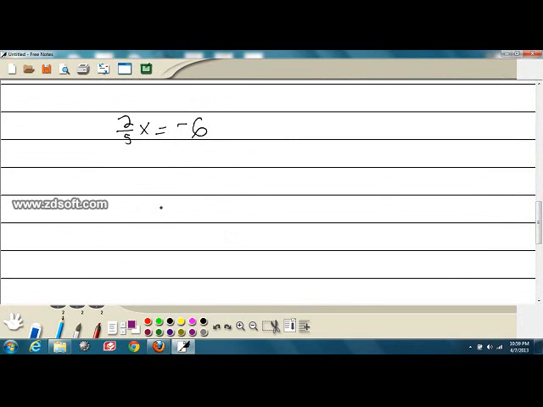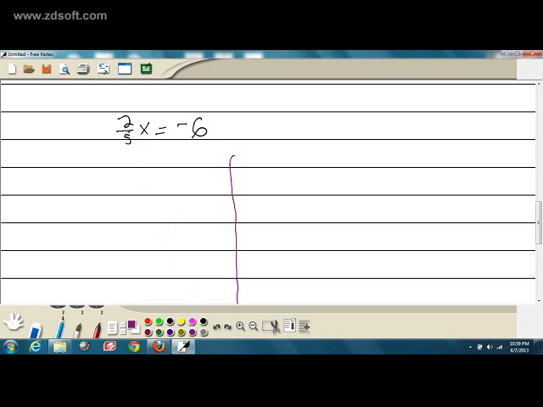Alright, so we have 2/5 x is equal to negative 6. Alright, so don't freak out. It is a fraction. You love fractions, so calm down. Don't overreact. So we're going to do this 2 ways, okay? So let's do the first way.